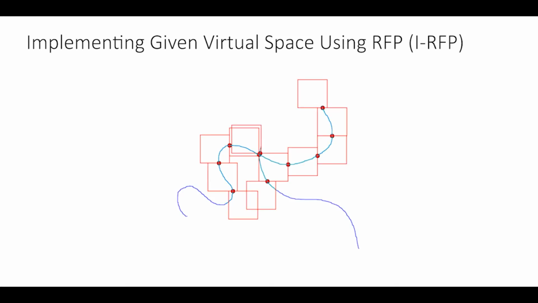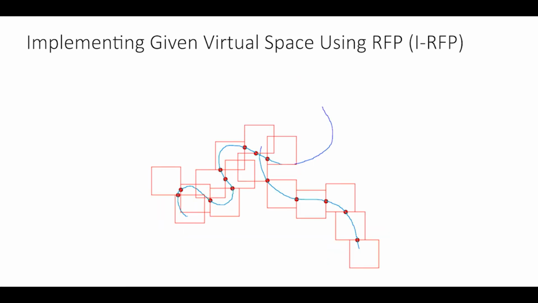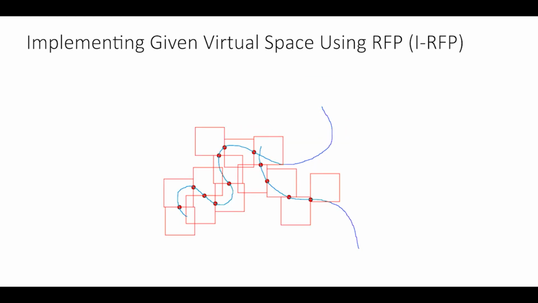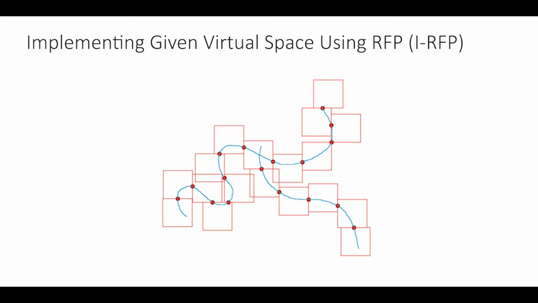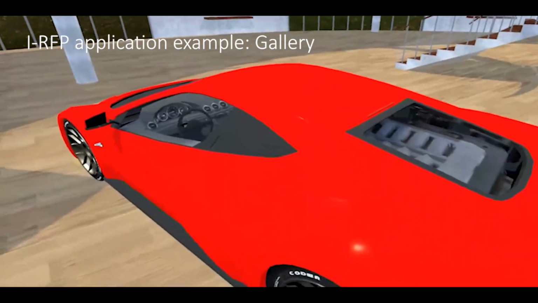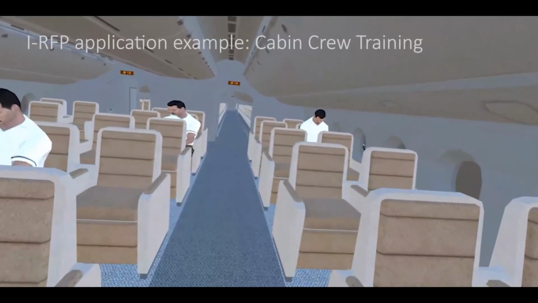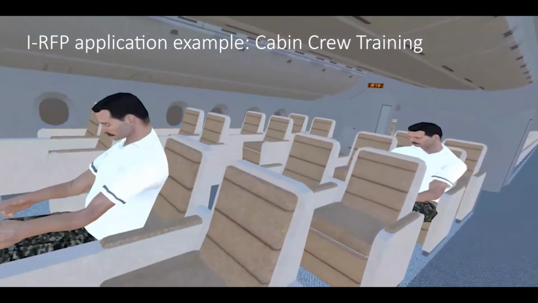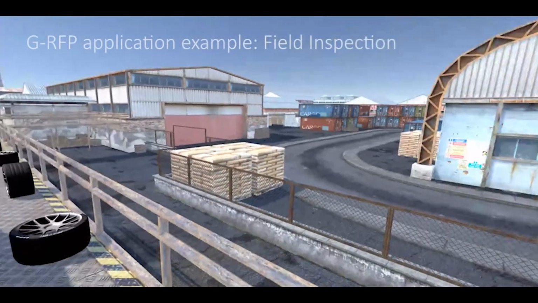To use RFP in a given virtual space, we also developed IRFP, which stands for Implementing Given Virtual Space Using RFP. The IRFP determines and minimizes the reset positions by tiling guaranteed space blocks according to a designed path. So VR users can explore with RFP even in a given virtual space.